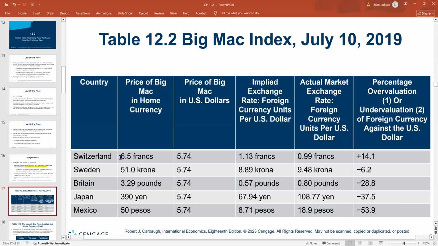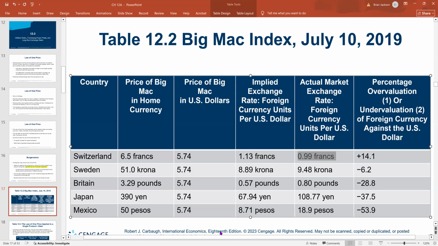Okay, so there's a departure between the implied exchange rate from purchasing power parity and the market exchange rate. Say, for instance, for the Swiss franc, if you want to buy a Big Mac in Switzerland, on July the 10th, 2019, it costs 6.5 francs. On that same day in the United States, a Big Mac on average cost $5.74. So if you take the first value and divide it by the second value, you get an implied exchange rate between the franc and the dollar. Okay, so that would be 1.13 francs per dollar, with francs on top and dollars on the bottom.